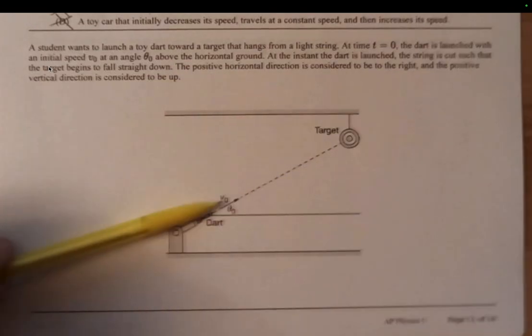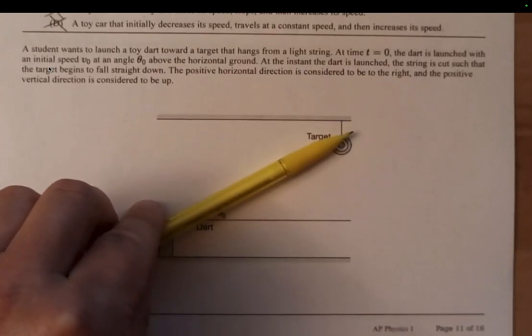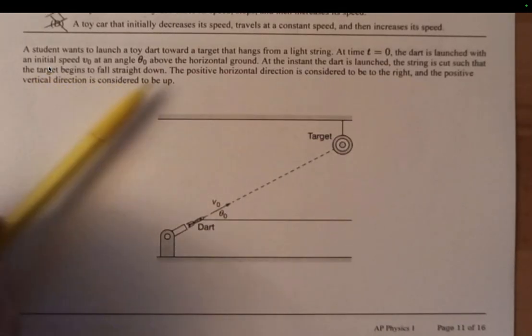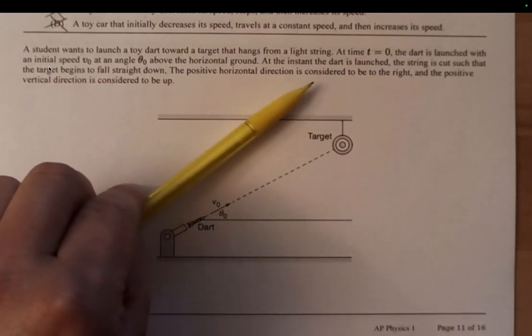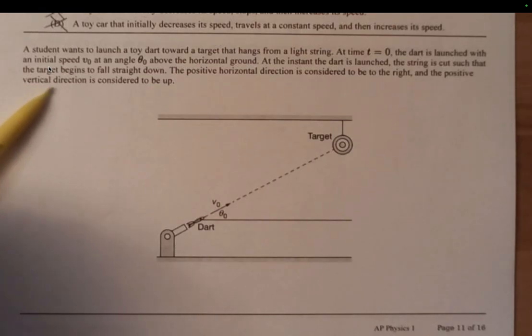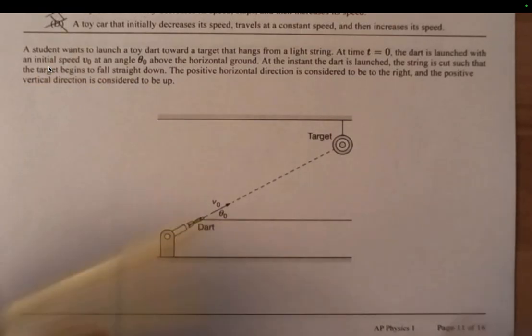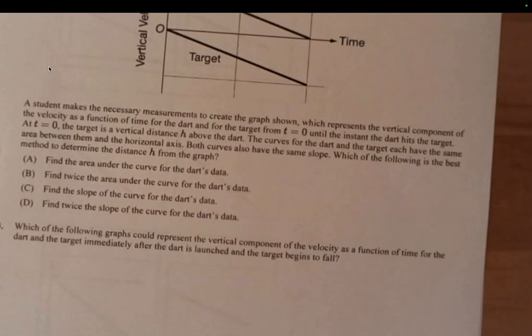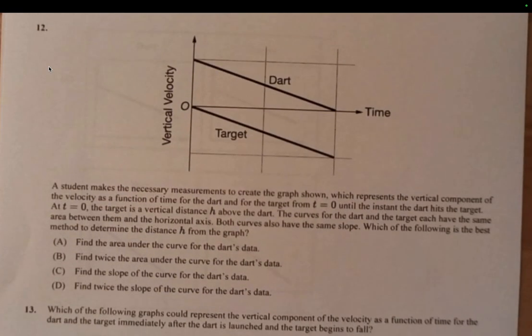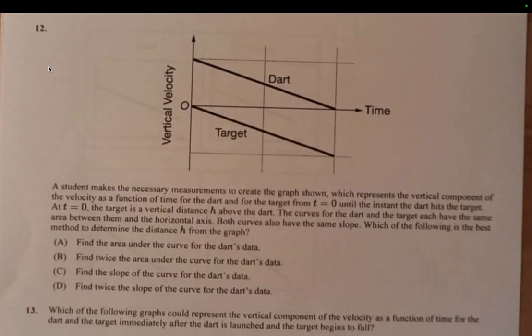So the dart is launched, the string is cut. The target begins to fall straight down. Positive horizontal direction is considered to be to the right, and the positive vertical direction is considered to be up. So they tell us the direction, and they tell us what's occurring. Now we're given a velocity versus time graph. And with this velocity versus time graph, we can understand a little bit about what's happening.